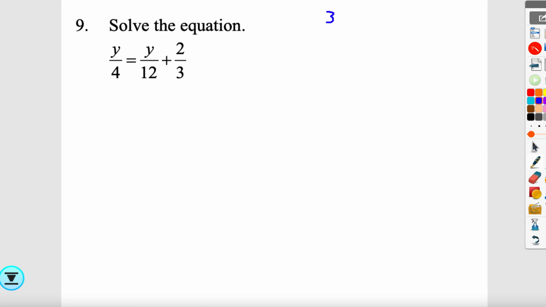So we have 3, 4, and 12. So it'll be 3, 6, 9, 12. We notice that 12 and 12 are there. And it'll be 4, 8, and 12. So notice how 12 hits all of them. I'm going to multiply this whole equation by 12.